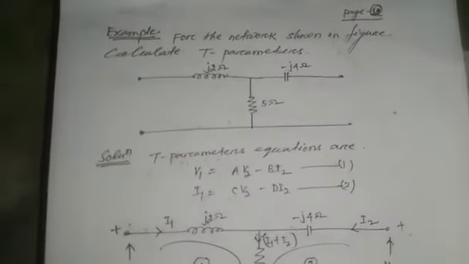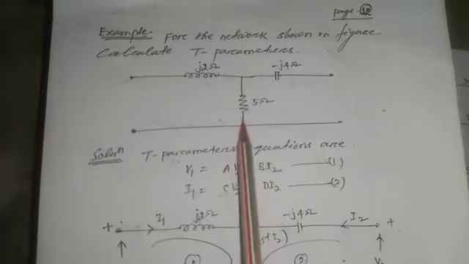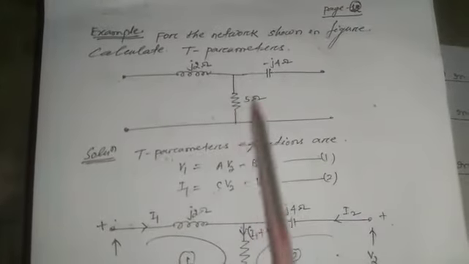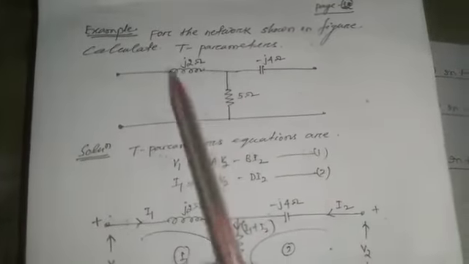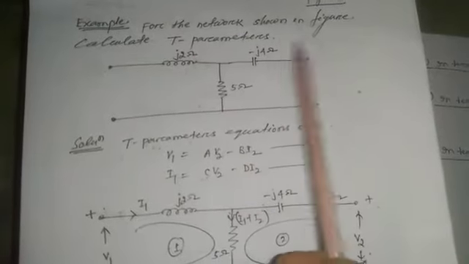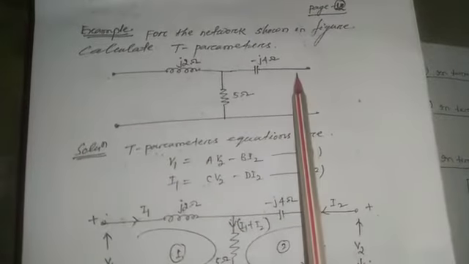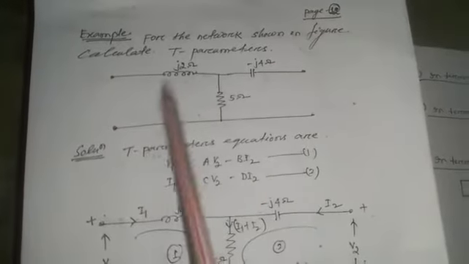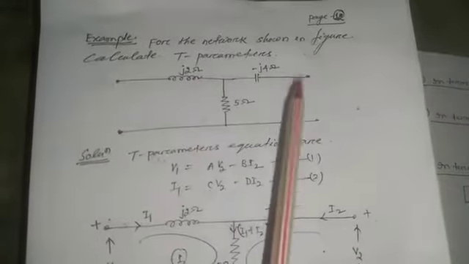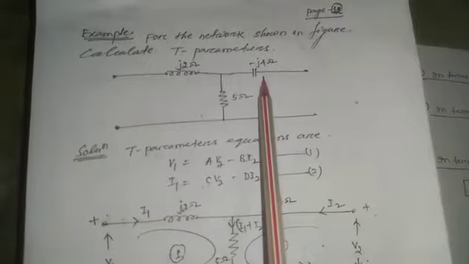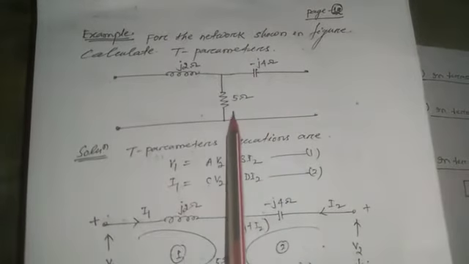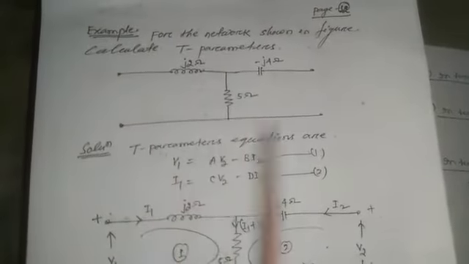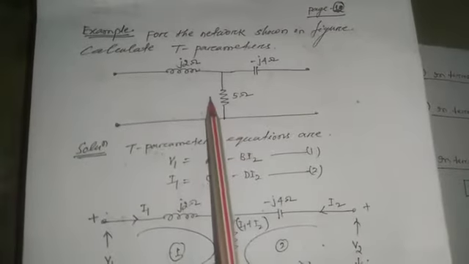You take this network. In the network shown in the figure, calculate the t parameters. T means transmission parameters or ABCD parameters. Here one inductance is given as j2 ohm, one capacitor having reactance minus j4 ohm, and a resistor having resistance 5 ohm. In this network, you calculate the t parameters.